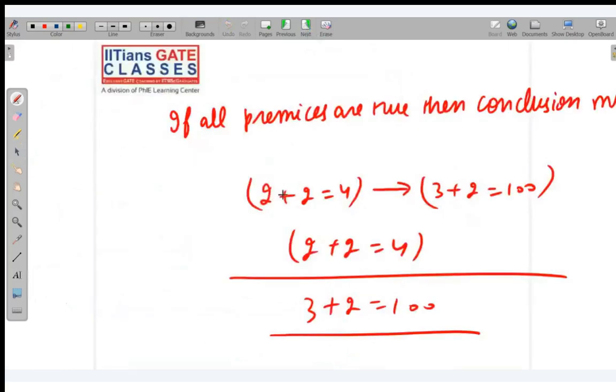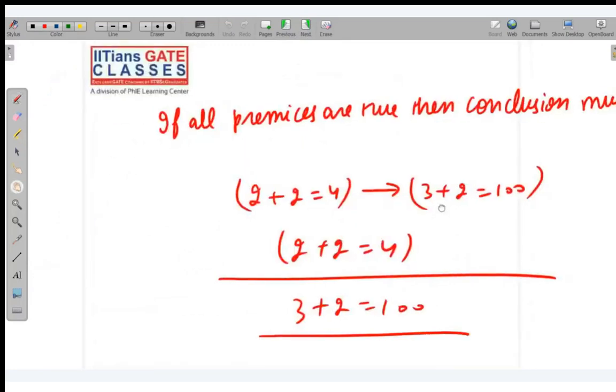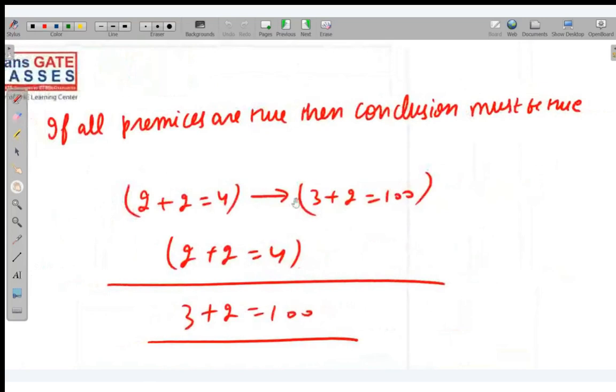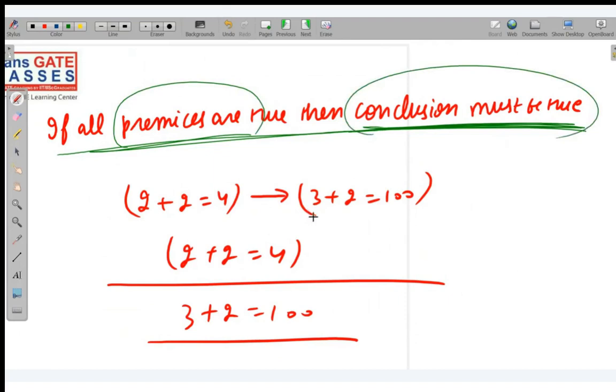So arguments I have done. I have given you the introduction. Now let me say this to you all. This is also a very important point which you should remember. If all premises are true, then we will say the conclusion must be true. This is also a conditional thing. So directly I want to say, if premises are not correct, then the conclusion may or may not be correct.